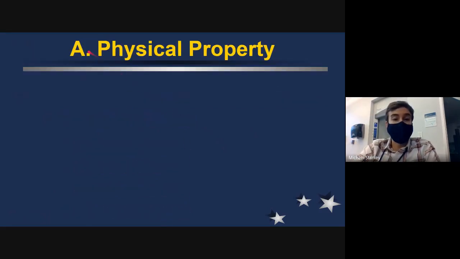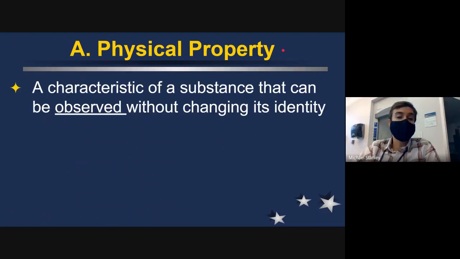So first up is physical properties of matter. A physical property is a characteristic of a substance that can be observed without changing its identity, meaning that this is something that we can observe just by looking at or measuring or touching or smelling an object. We're not doing any sort of chemical tests on it. We're not changing the types of chemicals that we're dealing with. We're just observing its physical properties.